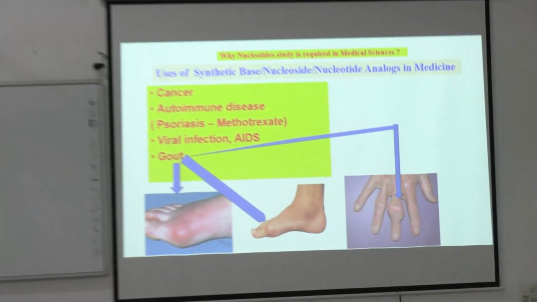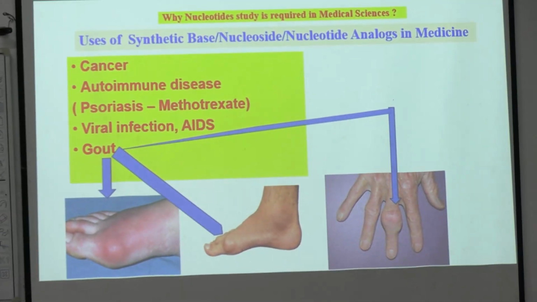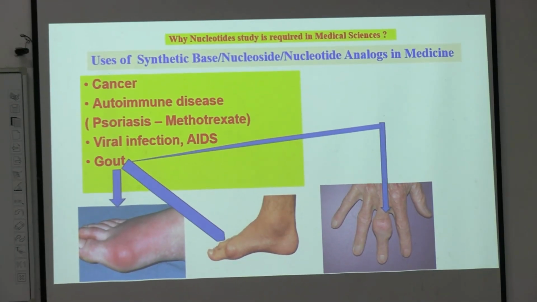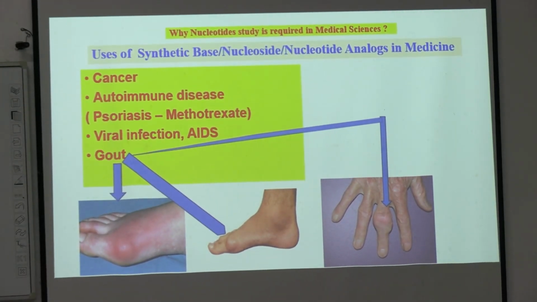So, the use of synthetic oligonucleotides in medical science. Coming to the disease part: cancer, number one. Then autoimmune diseases, psoriasis, I will show you the picture, viral infections, AIDS, gout.